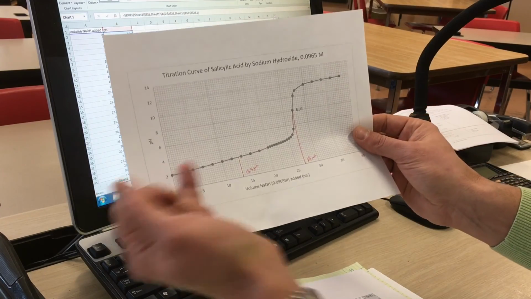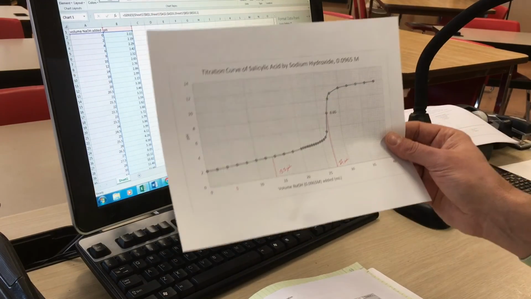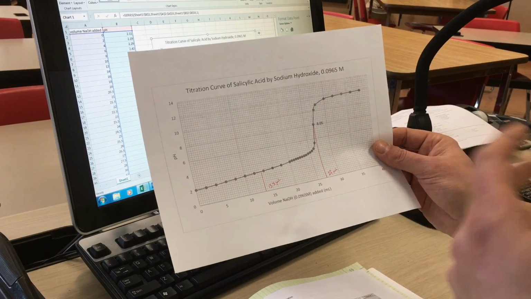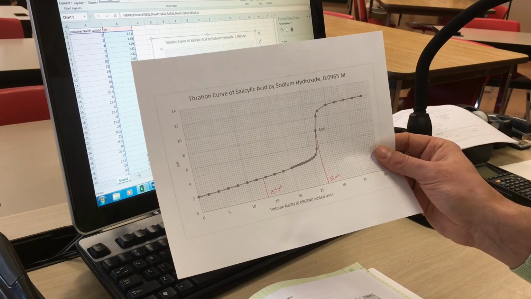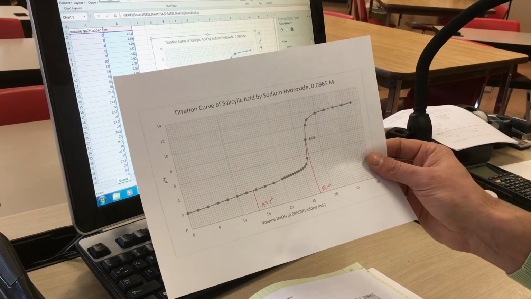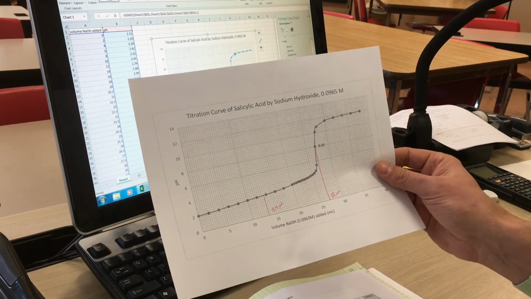So once you have the pKa, then all you have left to do to find the Ka is to take 10 to the negative pKa, so 10 to the power negative 2.85, and that would give me my Ka value.